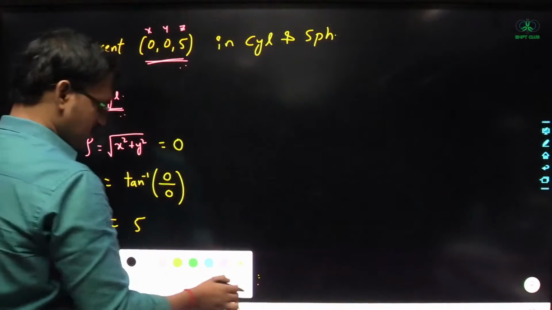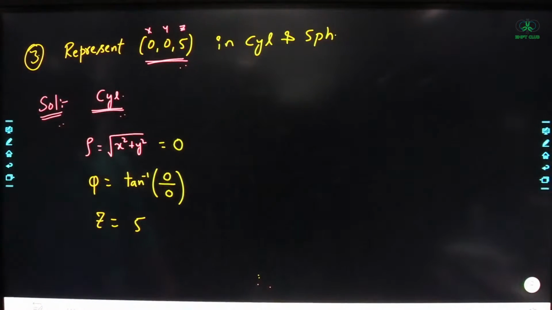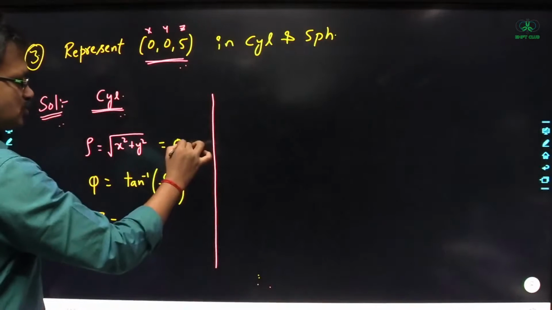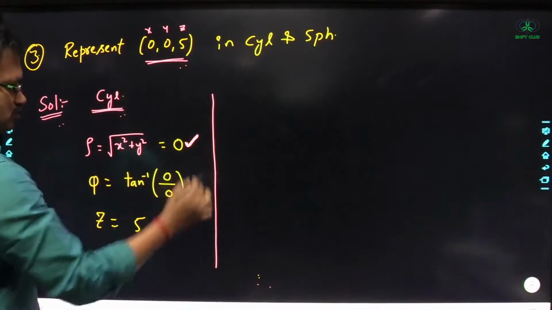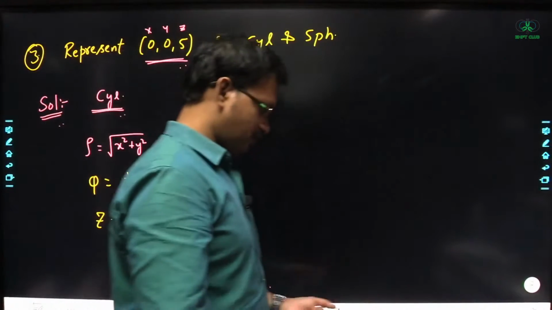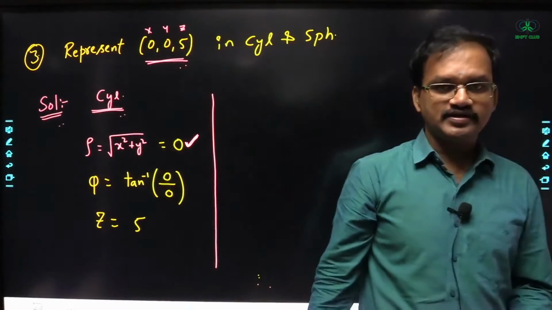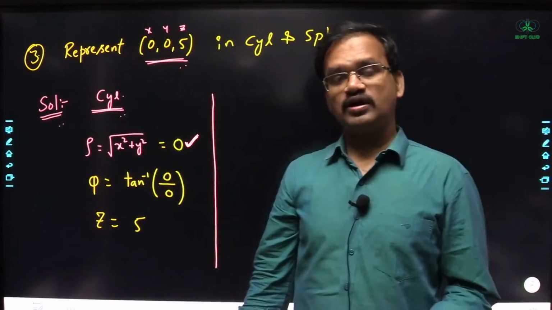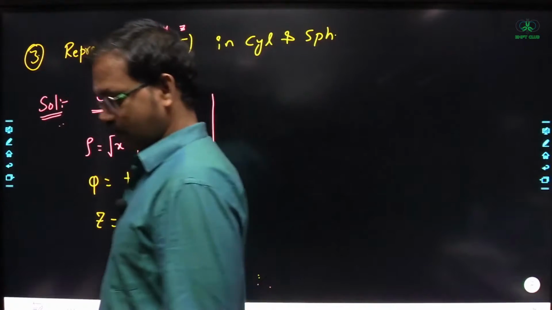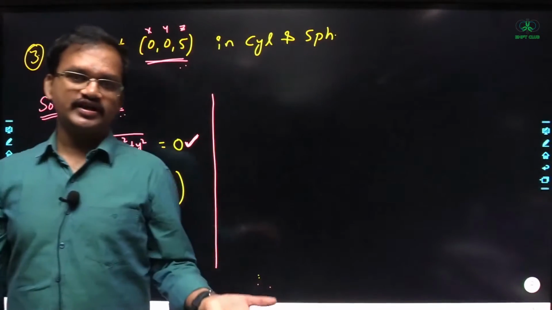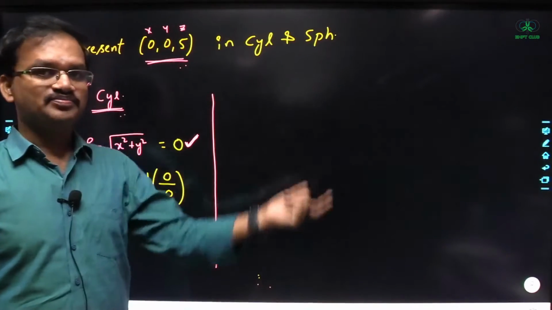So if you observe here, what we got is rho equal to 0. If rho is equal to 0, there is no cylinder itself. Rho represents the radius of the cylinder. If rho equals 0, there is no cylinder at all. You simply have the z axis.